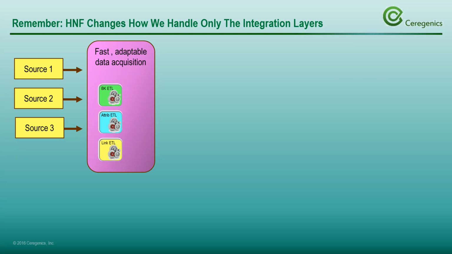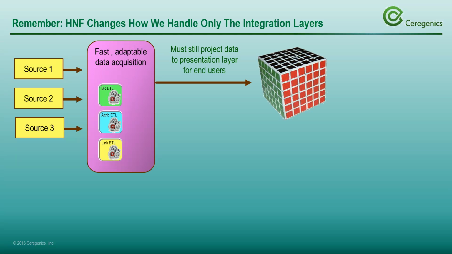I call it a persistent staging layer because we're just layering snapshot after snapshot of the source systems into the integration layer tables without adding any derived columns aside from metadata. So we're just staging the data for later projection into the presentation layer star schemas.